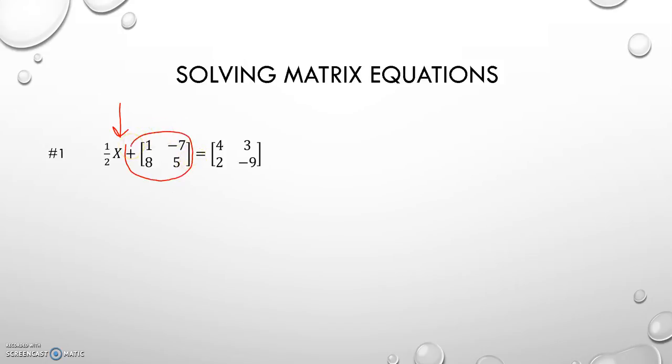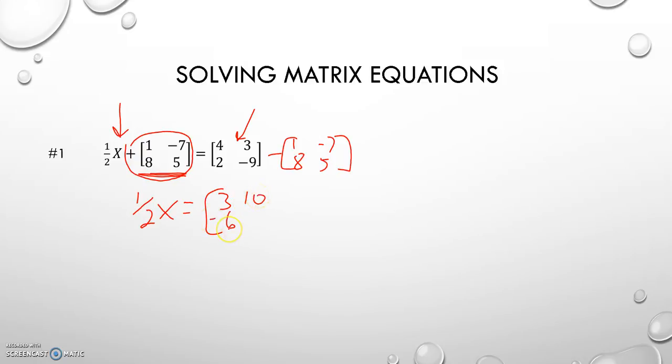So if I subtract this matrix here from the left side, these will undo each other, and I'll just have 1/2 x. But then I'm going to have to subtract that matrix from this side. And so if I take the 1, the -7, 8, and 5 and subtract it from this matrix, then I will have 4 minus 1 is 3. 3 minus -7 is positive 10. 2 minus 8 is -6. And -9 minus 5 is -14.